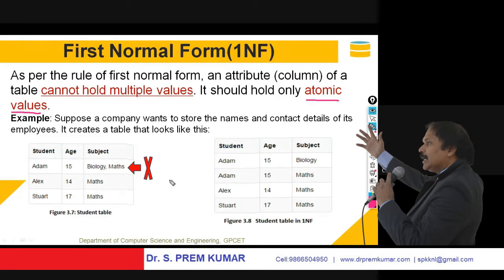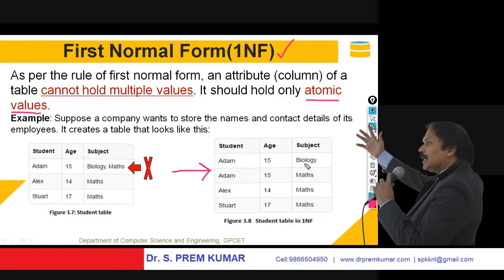Why I am saying this is not a good table is that in the row and column intersection there should be a single value, not multiple values. If you notice multiple values, then you need to apply 1NF, which stands for first normal form. So by applying first normal form, the table needs to be reconstructed like this.